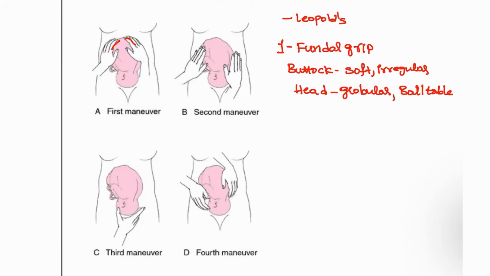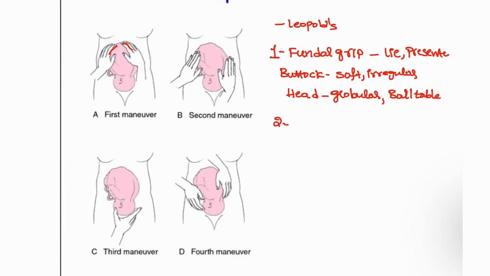So the first grip is explaining to us the lie and also the fetal presentation. Next, the second grip is known as the umbilical grip or the lateral grip. This will be helpful for us to know where the fetal back is placed.